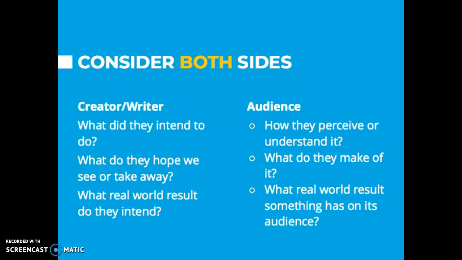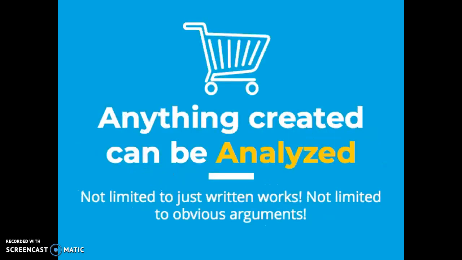So in addition to considering both of these separately, you want to consider the differences between the two. For instance, did the author's intentions get lost on the audience when they actually went to perceive it? And things like that. Compare and contrast how the author meant it to be perceived to how it was actually received by the audience. So this whole time we've been talking about how to critically analyze writing, which is what you traditionally do in an English class.